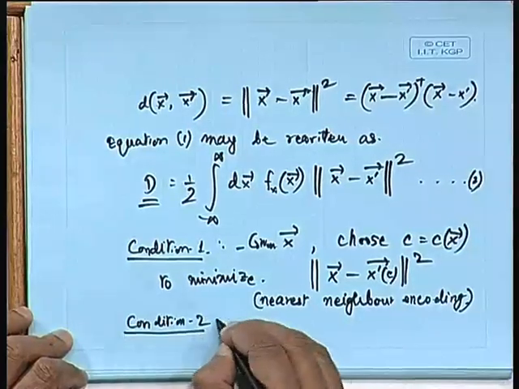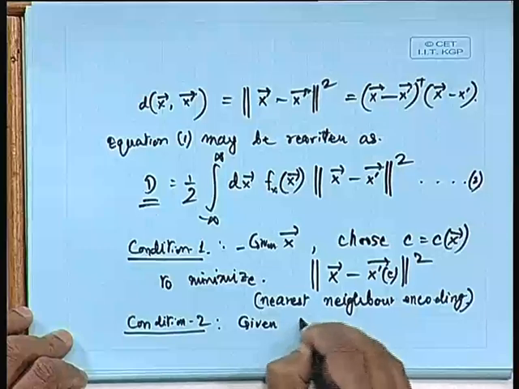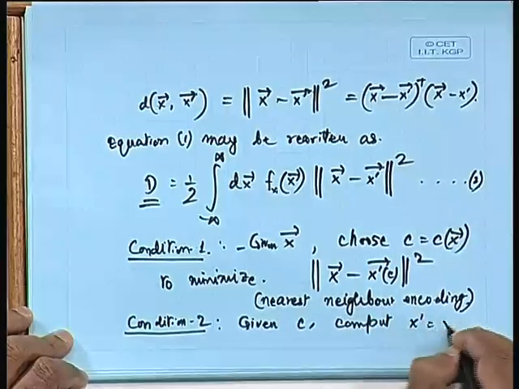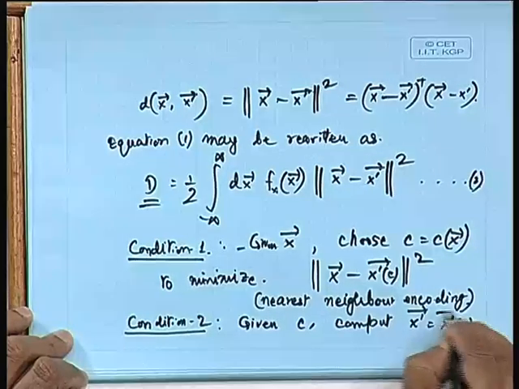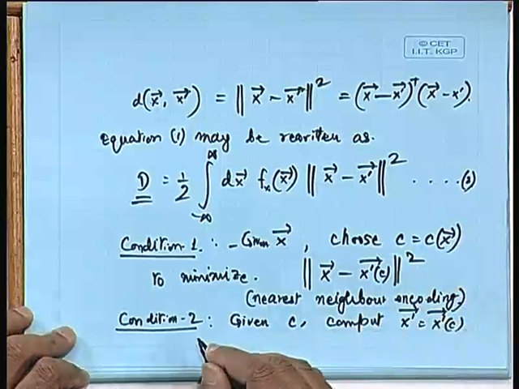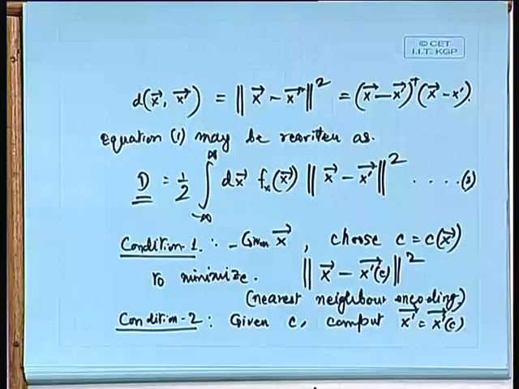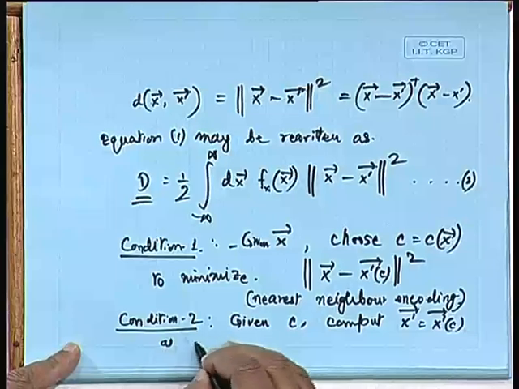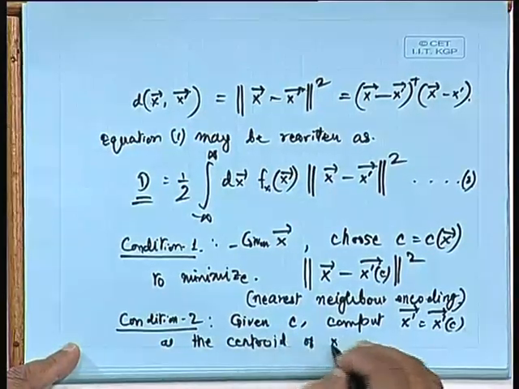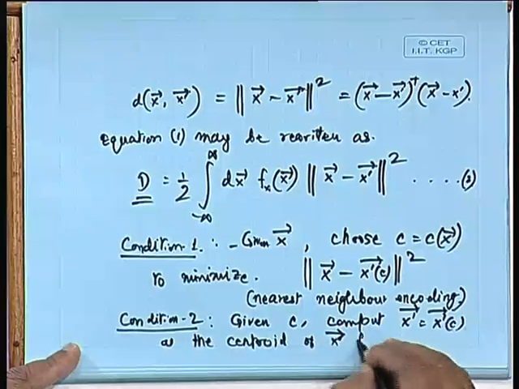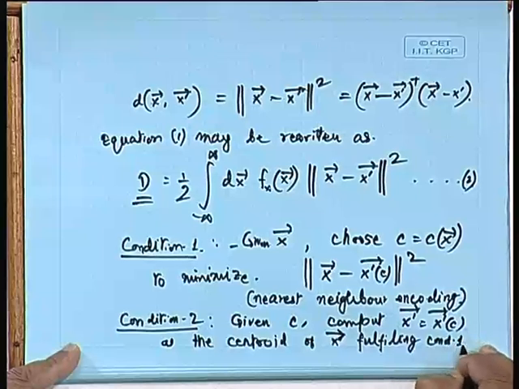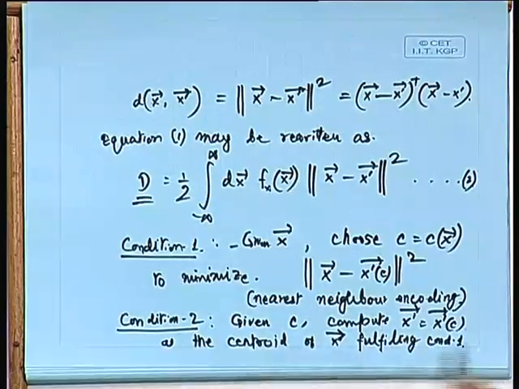So, which means to say that given C, compute x prime equal to x prime of C, all in vector notations, as the centroid of the input vectors that satisfy this condition 1, as the centroid of the x vectors fulfilling condition 1.